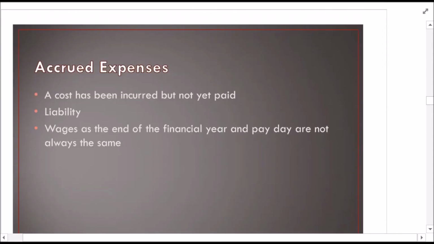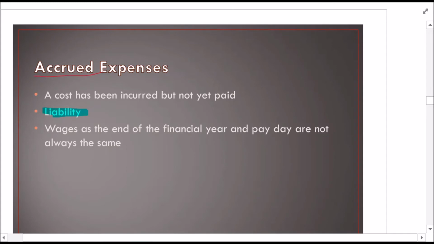The next one is called accrued expenses. Accrued kind of means all added together and we're accumulating it. It's a cost incurred that has not been paid yet. The most common will be wages. It's going to be called a liability to us. A liability means that we've probably received the service and we haven't paid it. So it's kind of like an accounts payable, if you want to think about it that way.